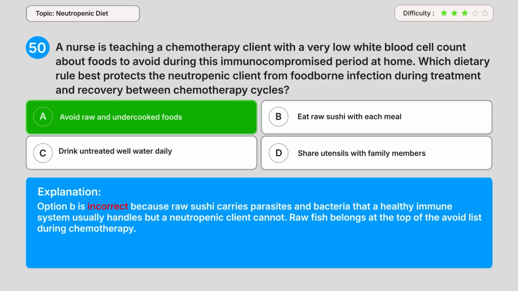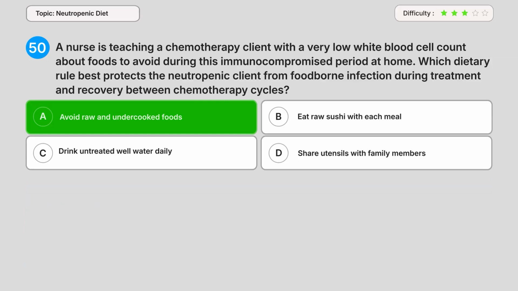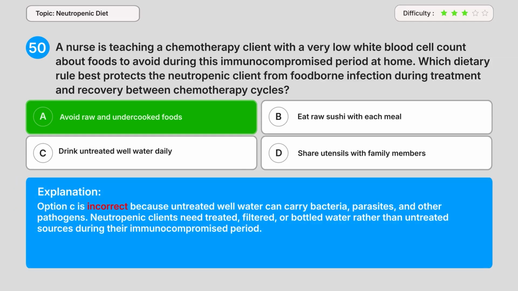Option B is incorrect because raw sushi carries parasites and bacteria that a healthy immune system usually handles, but a neutropenic client cannot. Raw fish belongs at the top of the avoid list during chemotherapy. Option C is incorrect because untreated well water can carry bacteria, parasites, and other pathogens. Neutropenic clients need treated, filtered, or bottled water rather than untreated sources during their immunocompromised period.